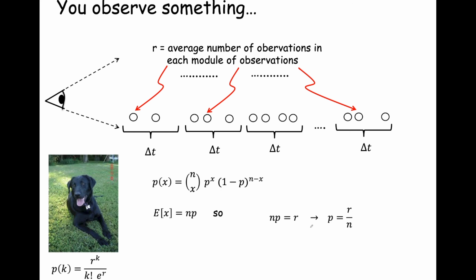So we're going to set our expectation, np, equal to the rate that we talked about for the Poisson. If we think about occurrence of an event as a success, it's exactly the expected number of successes. Okay, so if r is equal to np, do a little algebra, we get p is equal to r upon n. And so the probability p is equal to the rate divided by n.